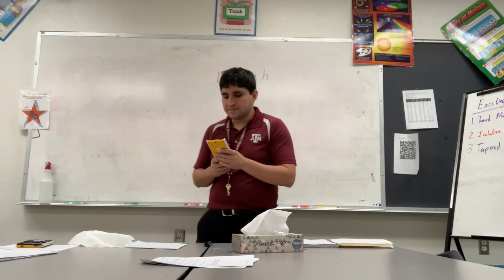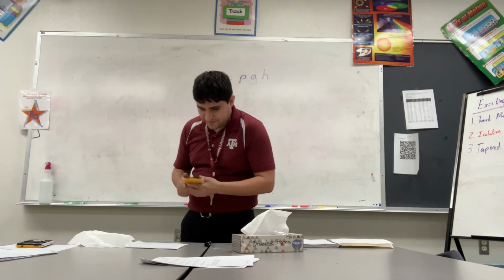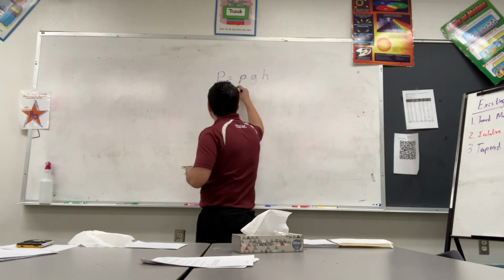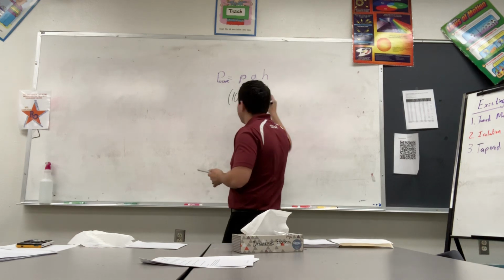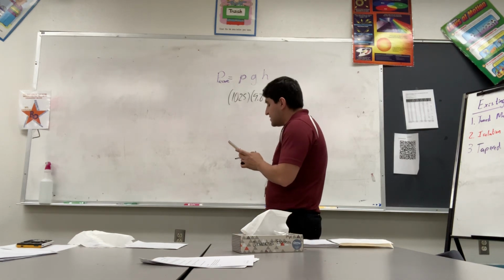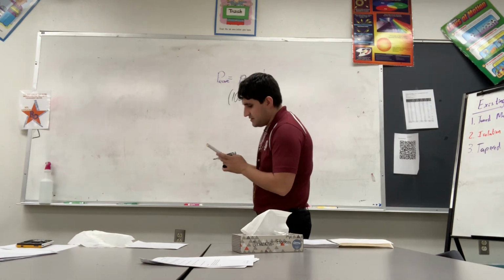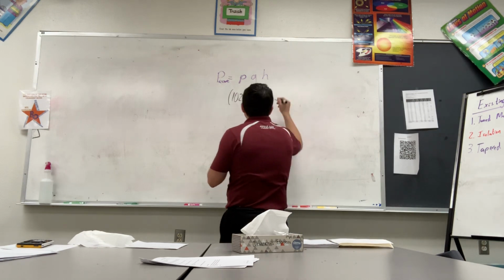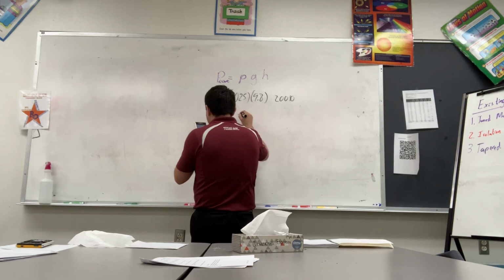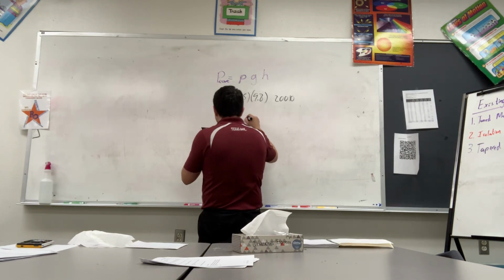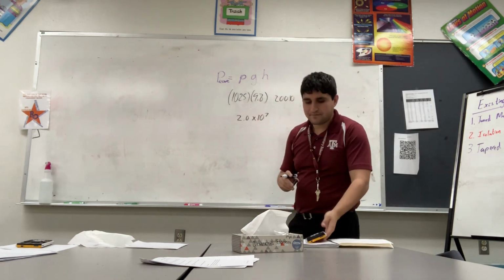So, what did we end up getting for this? So 1025 times 9.8 times 2000. Yeah, I got the same thing, Joe. And that ends up being 2.0 times 10 to the 10th power.